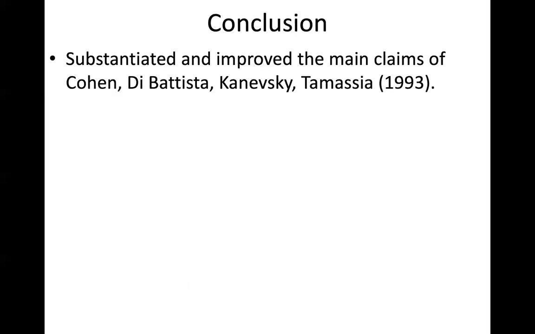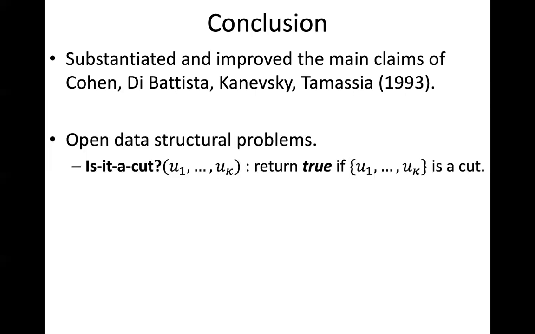Okay, so in conclusion, we substantiated and improved the main claims in the STOC '93 extended abstract by Cohen, Di Battista, Kanevsky, and Tamassia. And this paper is about understanding the cut structure in graphs when you look at minimum cardinality vertex cuts. The whole point of this line of inquiry is to come up with better data structures and better algorithms for vertex connectivity in general. And we answered one type of query, which is a pairwise connectivity query, and you find a cut separating U and V if there is one, a kappa cut separating U and V.